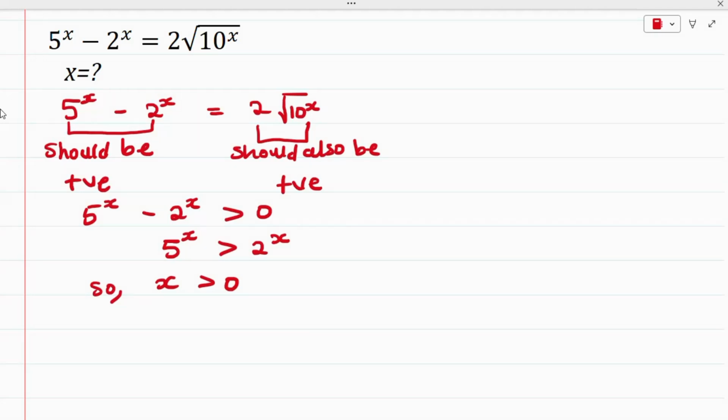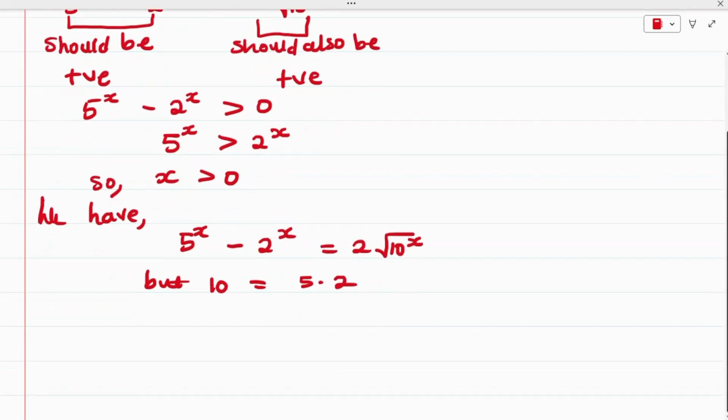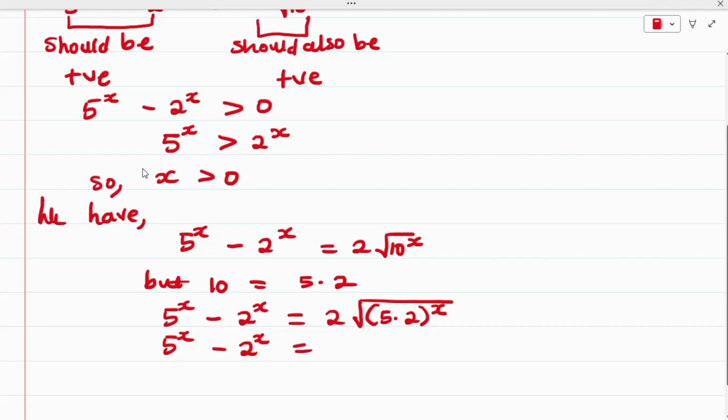So to solve this, we have the expression 5^x minus 2^x is equal to 2 multiplied by the square root of 10 raised to the power of x. But 10 can be expressed as 5 multiplied by 2. So putting this, we have 5^x minus 2^x is equal to 2 multiplied by the square root of 5 multiplied by 2, raised to the power of x. Alright, so we have 5^x minus 2^x is equal to 2 into the square root of 5^x multiplied by 2^x.